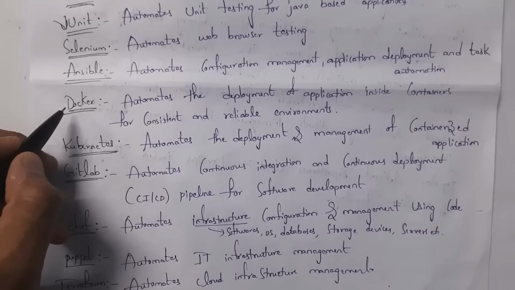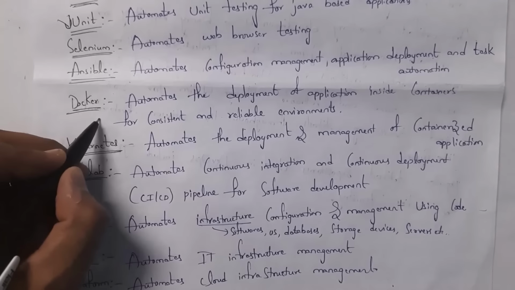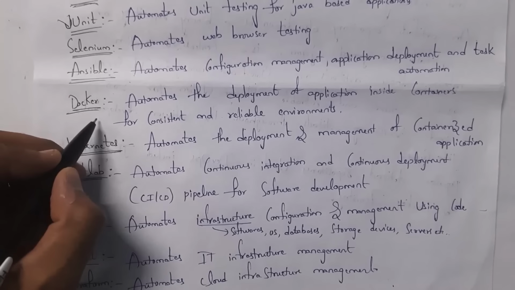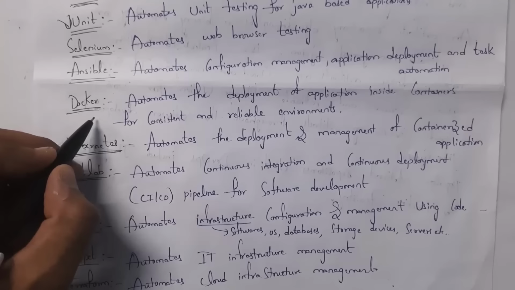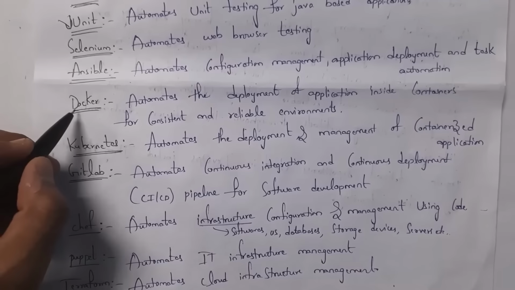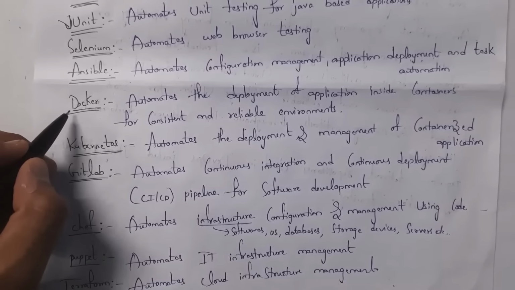Guys, we will not place our application directly in the server. At first, we will convert our application into a Docker image, and then we will place that application in a Docker container. Then we will place that containerized application in the server. So by using the Docker tool, we can create a Docker image and place that image in a Docker container.